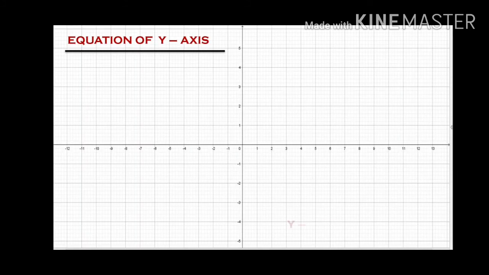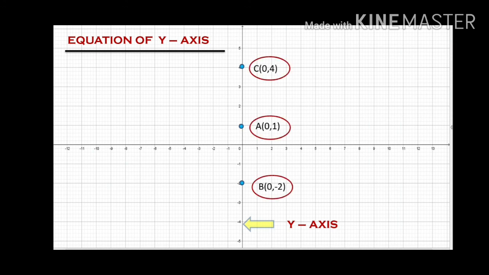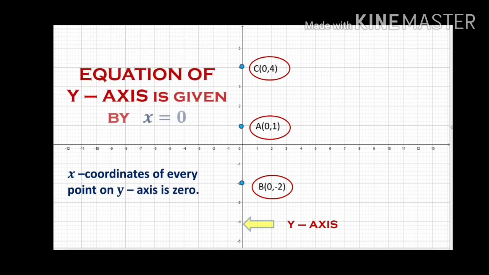Next, the equation of the y-axis. We know that the y-axis is the vertical axis. On this one, let us plot some points. We can see here A, B and C are the points on the y-axis. All the x coordinates of the points on the y-axis are always 0. So we can say that the equation of the y-axis is x equals 0. For the x-axis it is y equals 0 and for the y-axis it is x equals 0.